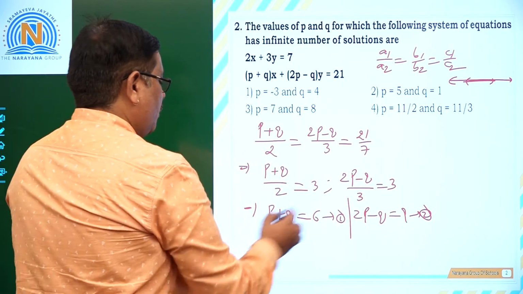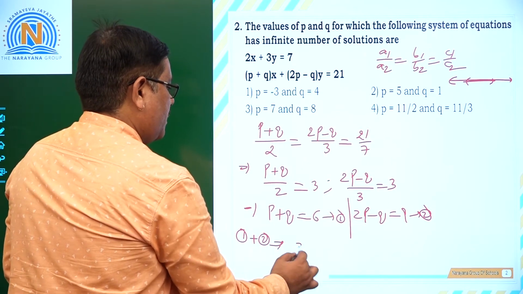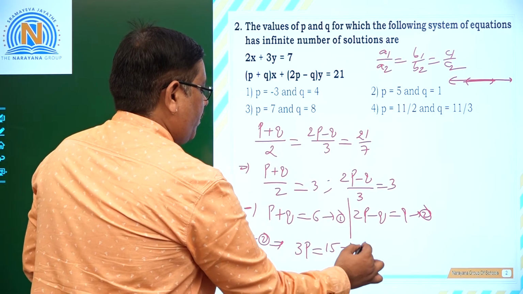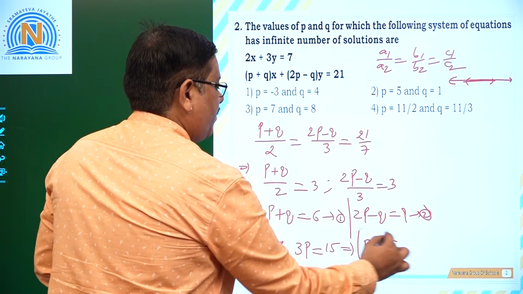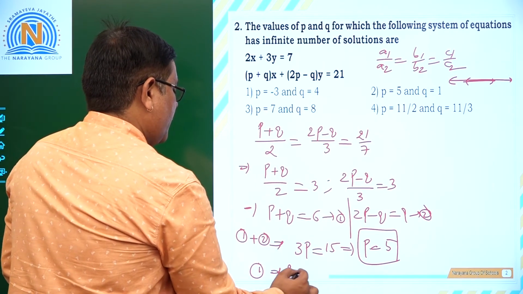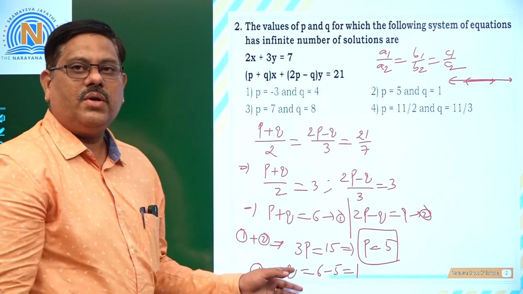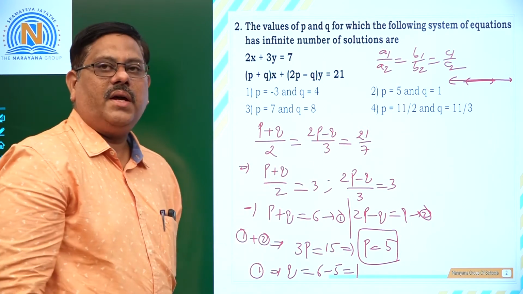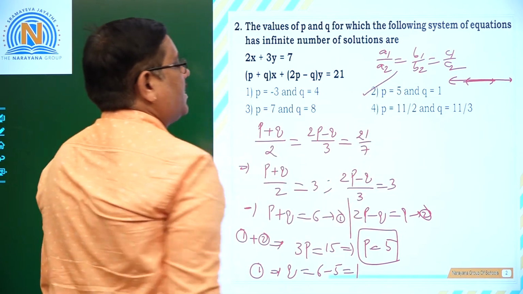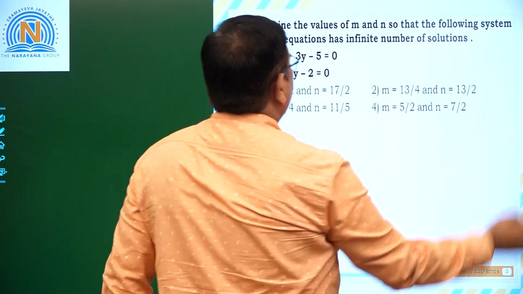Add up these two, 1 plus 2, implies p plus q plus 2p minus q, that is only 3p. 3p is 6 plus 9, that is 15. So the p value is becoming 5 for us. P is 5. If p is 5, what implies? Q is equal to 6 minus p, that is 6 minus 5, that is 1. So the value of q is 1. P is 5, q is 1. That is nothing but the second option for us. Let us see the next question.